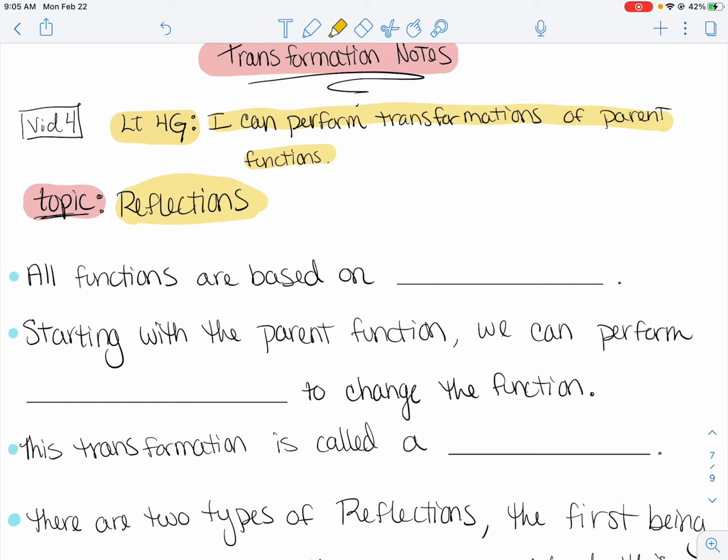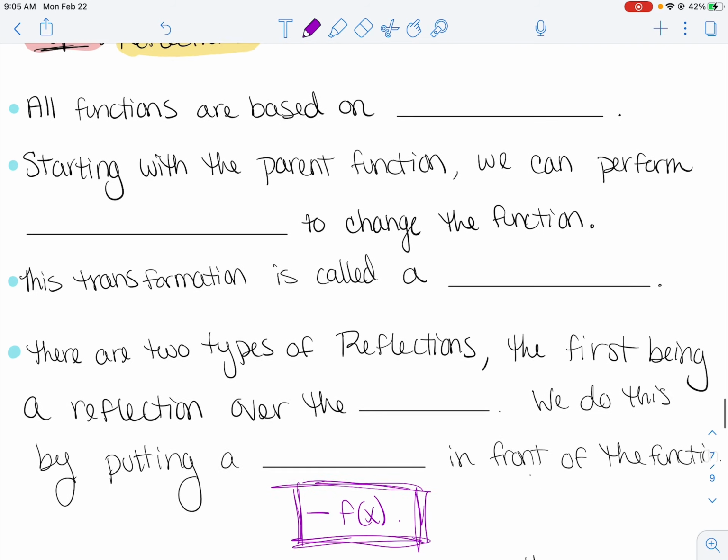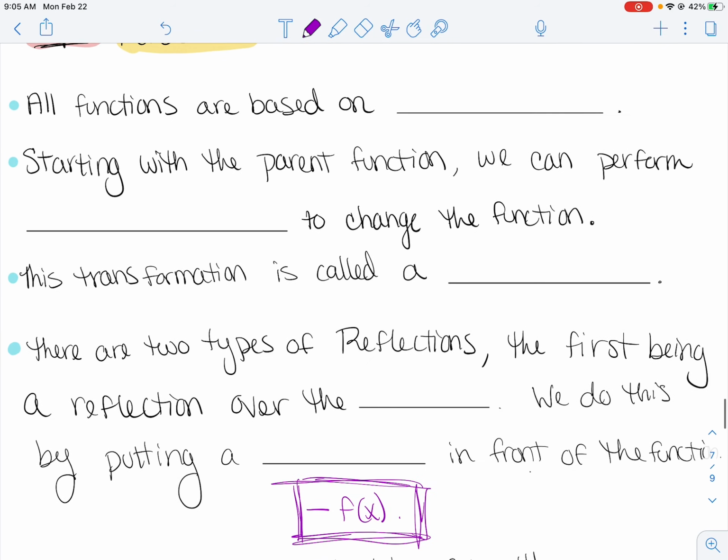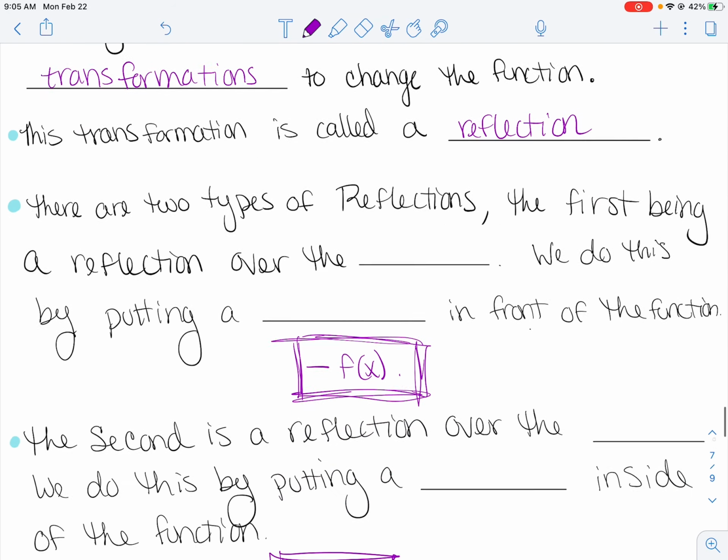And all the things we're going to do today are going to change that particular function, and we're going to end up with something that resembles the parent function, but it's a little bit different, okay? So all functions are based off of the parent functions. We start with the parent function, and then we can perform transformations. There are 4 different ones that we're going to perform to change the function. This particular transformation is called a reflection.